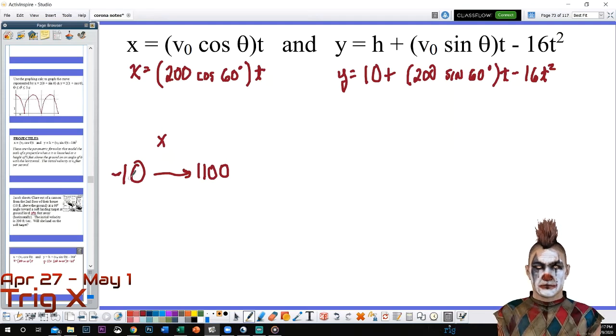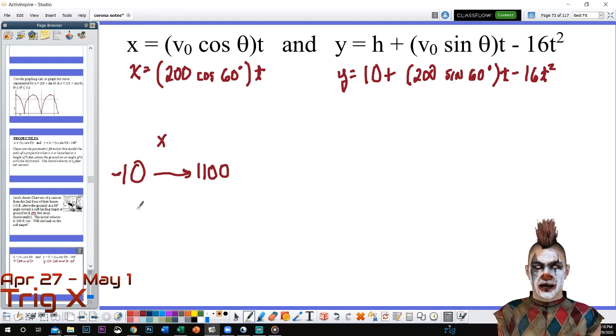So I'm going to put -10 there. So my x minimum is -10, maximum 1100. This way I'll be able to see everything. Now, how high will she go? I don't know. They're shooting her at a 60-degree angle.